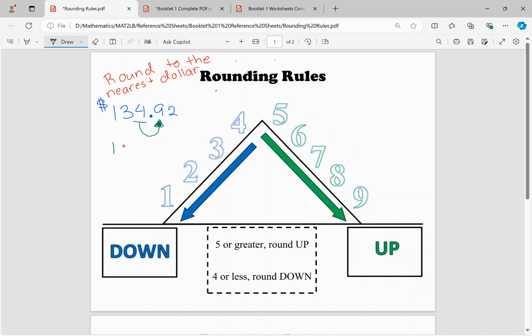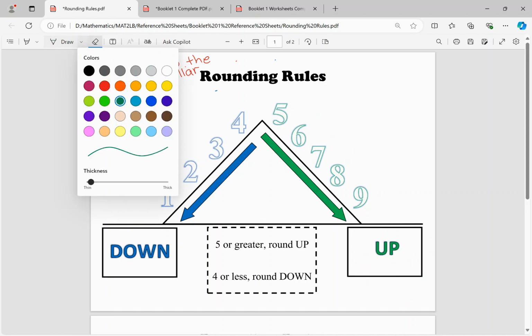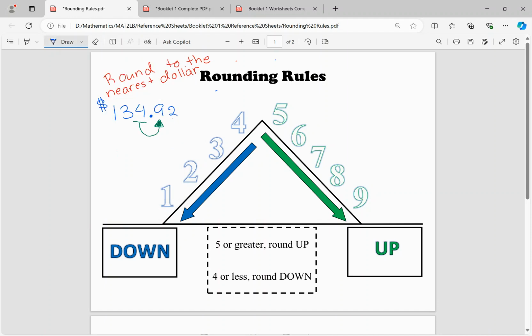So this number is going to be 100. Let me pull up blue so we're consistent. This number is going to become 135. The 4 turns into a 5 because we rounded it up. And then everything after our rounded number just becomes a 0. So this becomes $135, which we could write without the decimals and it would mean the same thing. That's up to you.